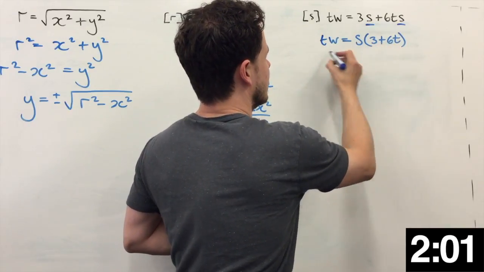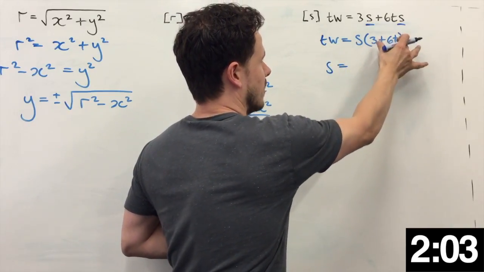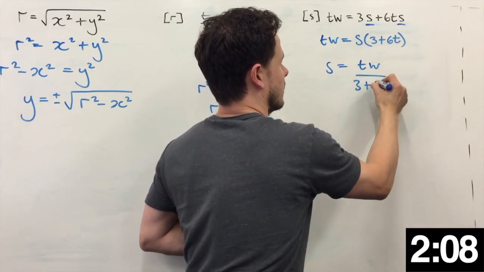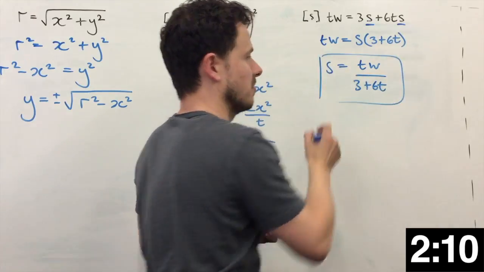So if I divide, now I've got s there, if I divide by this expression, tw divided by 3 plus 6t, finished.